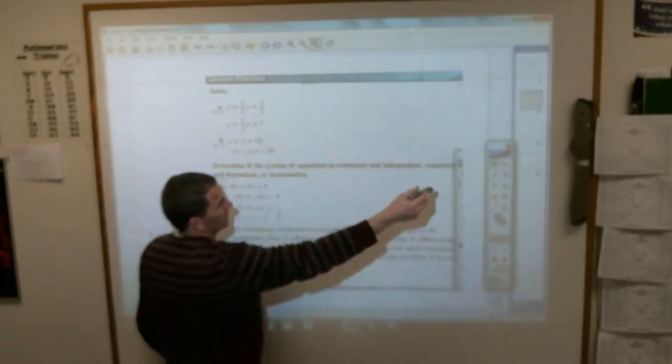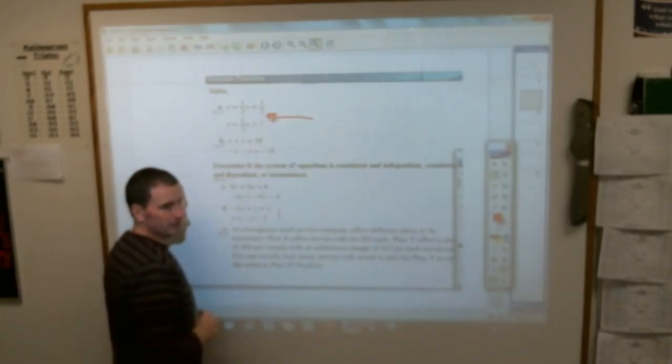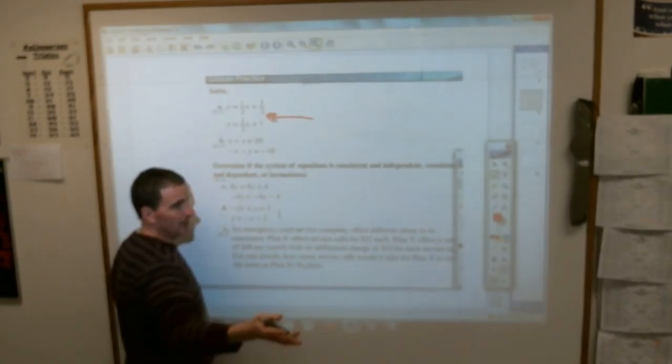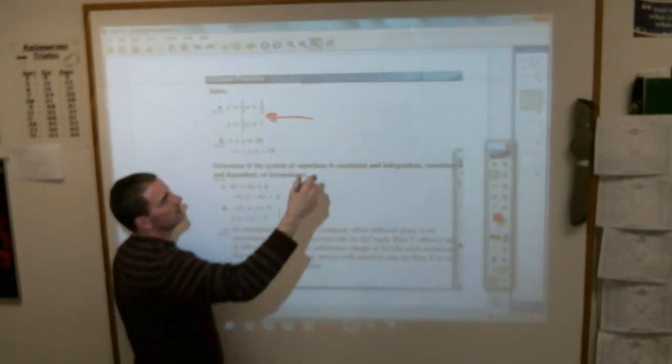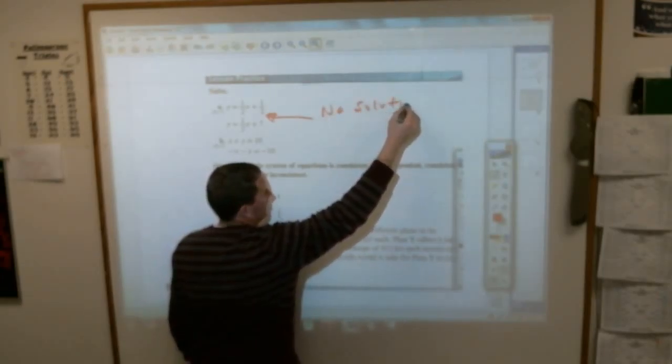So what is the answer to this? You don't even have to graph it, because with two parallel lines, what does it say on our notes for today? Parallel lines have how many solutions? Right, there's no solution to this, because they're parallel lines that won't ever cross.